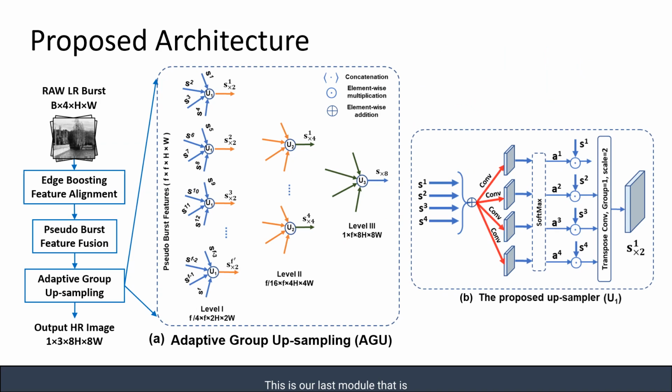This is our last module, that is adaptive group upsampling, which effectively utilizes the information available in multiple frames to get into HR space. It handles pseudo-burst features in groups and progressively performs upscaling. We sequentially divide the pseudo-burst features into groups of 4. These groups of features are upsampled with the upsampler depicted in figure B, that first computes a dense attention map carrying attention weights for each pixel location. The dense attention maps are then element-wise applied to the respective burst features.